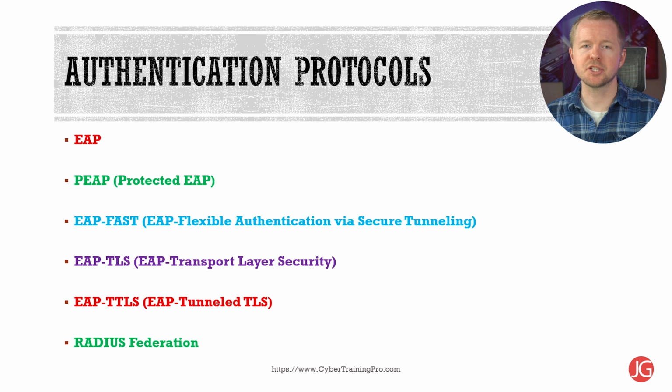Let's talk about some authentication protocols that you need to know about. The first one is EAP, which allows two systems to create a secure encryption key called a pairwise master key, or a PMK, so that they can then communicate securely. The key that's created is used by AES-based CCMP.